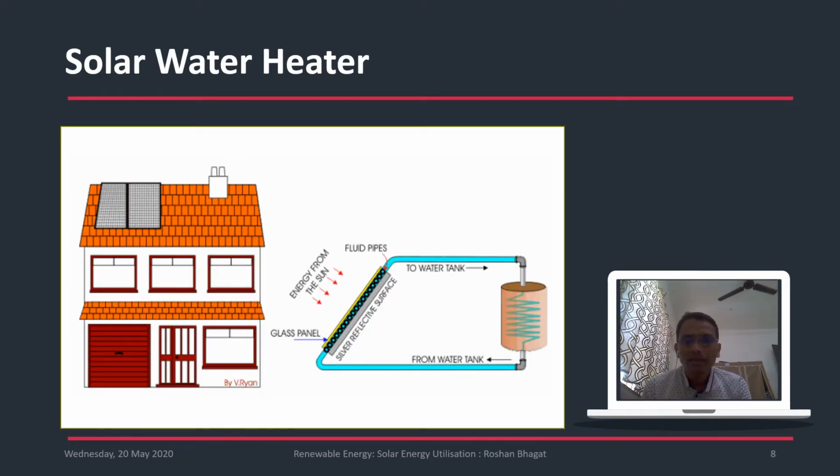Now this is again one of the applications, the solar water heater, which we normally use at our home. This is considered to be again a flat plate collector. There are a few things that can be done. In some cases you might use water directly, circulated. In some cases you can use two different working fluids, a primary fluid and a secondary fluid.